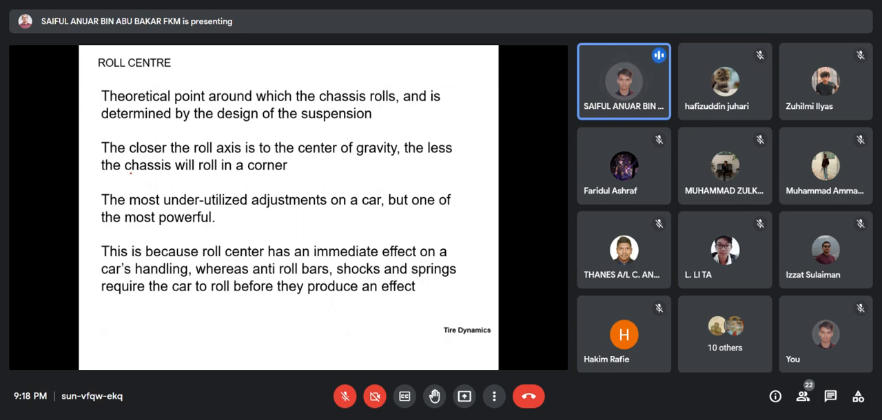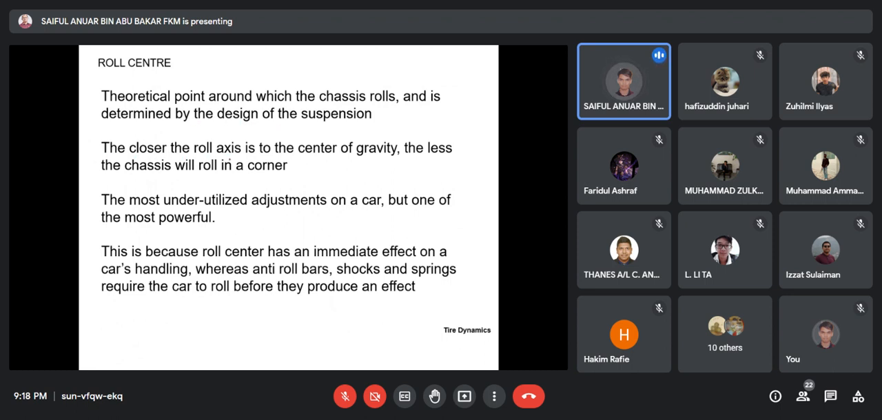So the roll center is actually where your vehicle rolls. In a vehicle we have two types of center. The first one is the center of gravity, where the whole mass is assumed to be lumped and act on that point. The second one is the roll center, the center where your car, looked at from the front view, rolls. It is the theoretical point around which the chassis rolls and is determined by the design of the suspension.